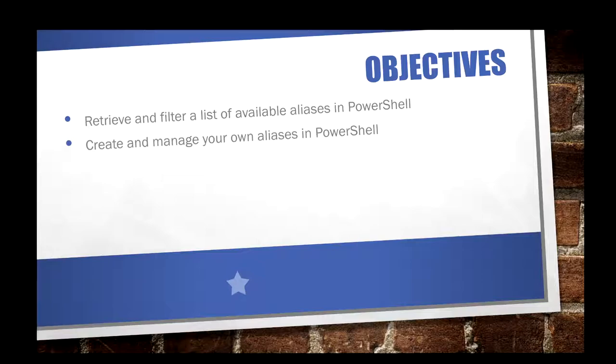As we go through, what I want to do is make sure that we're comfortable with finding a list of aliases. We're going to use the get-alias command with a few parameters to figure out how we can retrieve and filter different aliases to make sure we understand what they do, where they work, and if they don't exist, if we're missing something or we want to build our own, we're going to learn how to create and manage our own aliases in PowerShell as well using the new-alias command and a few options there.